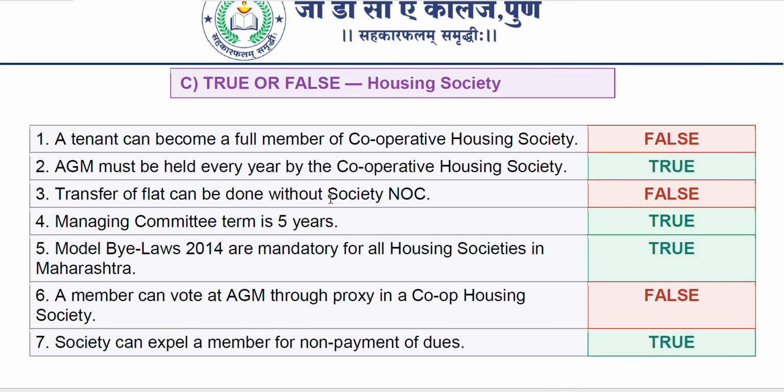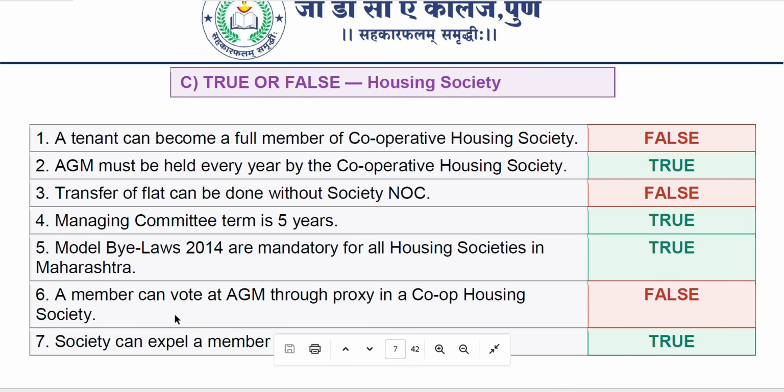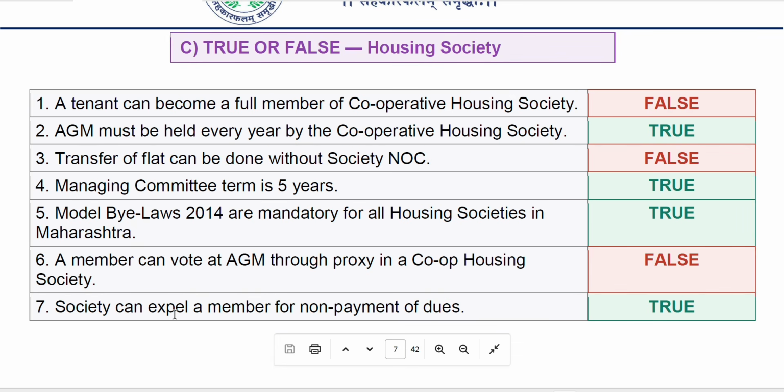Transfer of flat can be done without society NOC. False. Managing committee terms 5 years. Yes, true. Model bylaws 2014 are mandatory for housing society in Maharashtra. True. A member can vote at AGM through proxy in cooperative housing society. False. Society can expel a member for non-payment of dues.